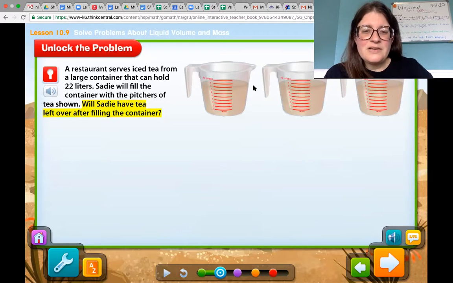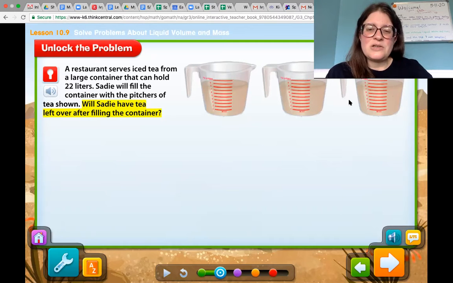So I noticed that I need a little more information here. And if I look at the container, I see that this says 10 liters. So I'm going to keep the video going and see if they talk about this, but I wonder what you think. Let's count by tens. 10, 20, 30. So these 3 pitchers can hold 30 liters of liquid. And how many did it say that Sadie had?